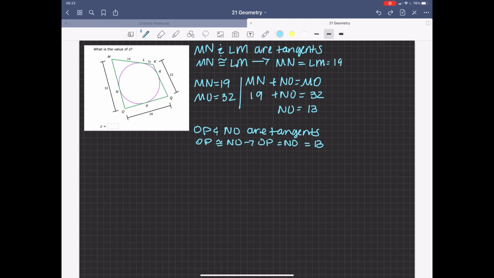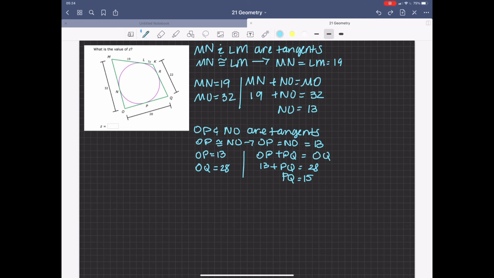Then I know that OP and NO are tangents. OP and NO are also congruent. They are going to equal 13. OP equals 13. OQ equals 28. So that's the length of that quadrilateral. So OP plus PQ equals OQ. 13 plus PQ equals 28. Subtract 13 from both sides. PQ equals 15.